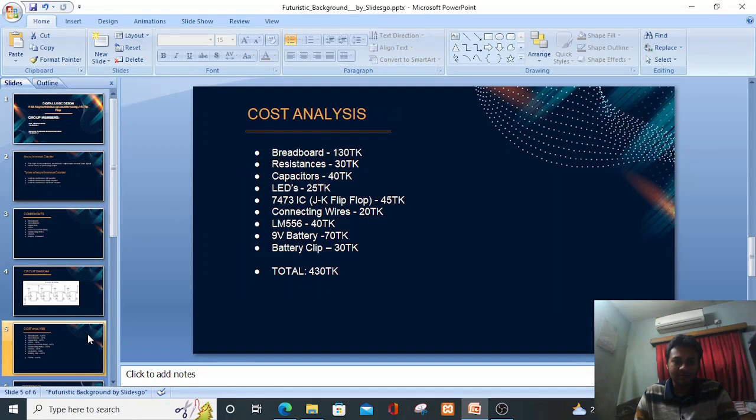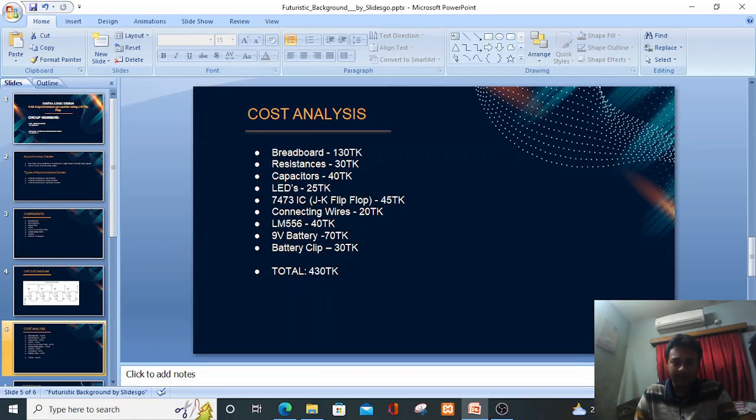So let's see the cost estimation or cost analysis. The breadboard may cost 130 taka. The resistance is 30 taka. Then the capacitor is 40 taka. And LEDs, we have used 4 LEDs in total, so that will cost you around 20 to 25 taka. And JK flip-flop will cost you 45 or 50 taka. Then connecting wires, it depends how much you buy.